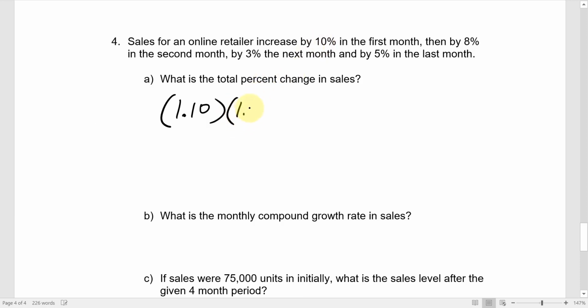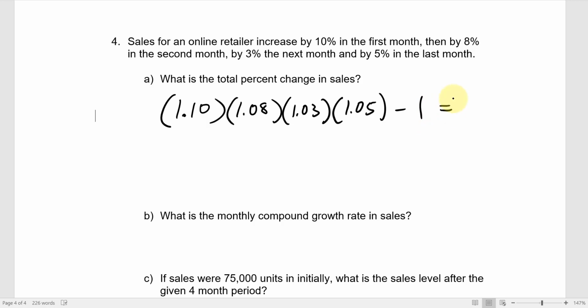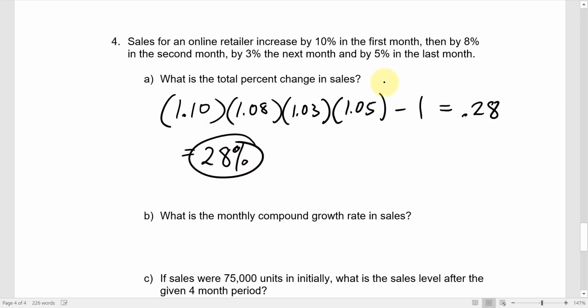10% increase, 8% increase, 3% increase, 5% increase. To get the percent change, minus 1. 28%, roughly. Of course, it always depends on the directions, whether it says how many decimal places to write. It didn't specify here, so this is a reasonable place in this context to round off, say roughly 28% overall increase in sales.